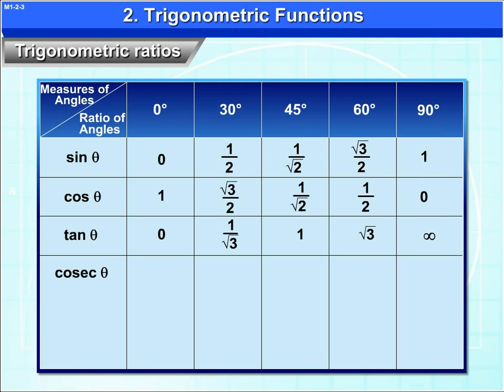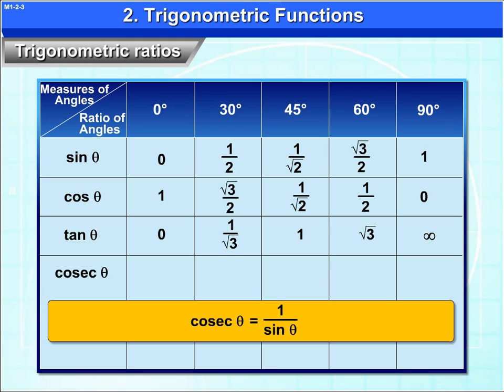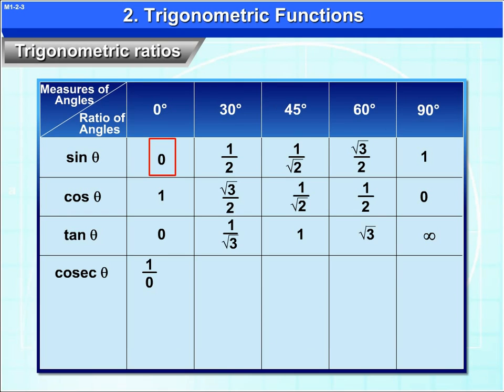Now next is cosec. We know that cosec theta is equal to 1 upon sine theta. So let us write the reciprocals of sine values. Over here 1 upon 0, that equals infinity. Over here reciprocal of 1 upon 2, that is 2. Reciprocal of 1 upon root 2, that is root 2. Reciprocal of root 3 upon 2, 2 upon root 3. And reciprocal of 1 is 1.